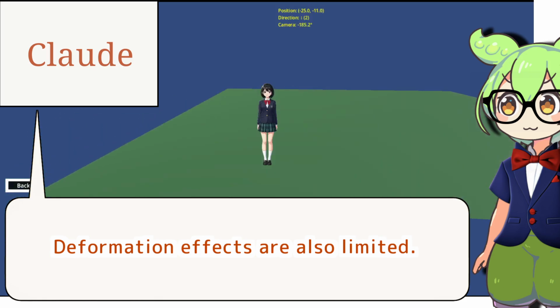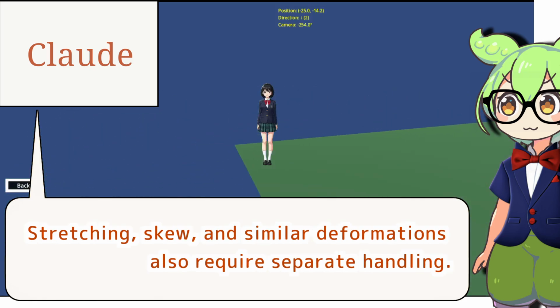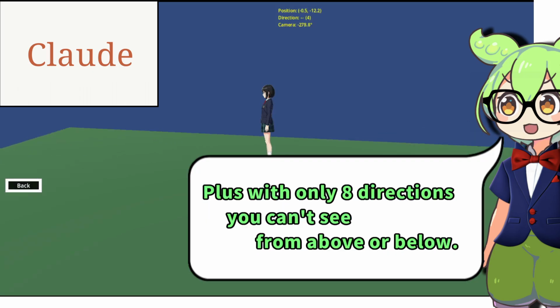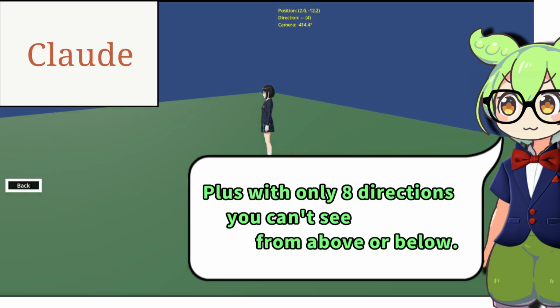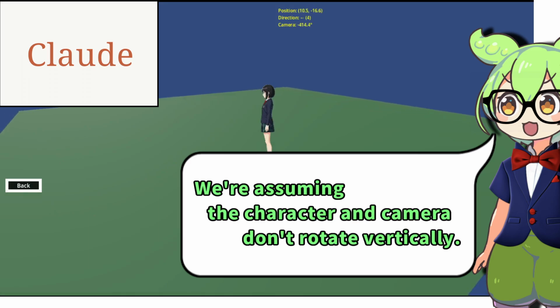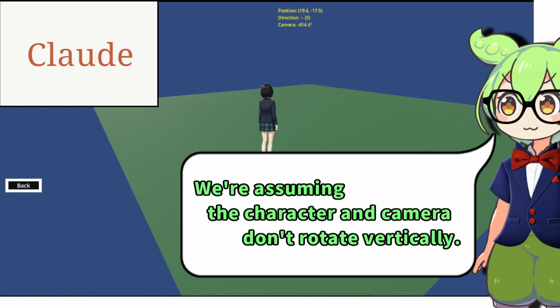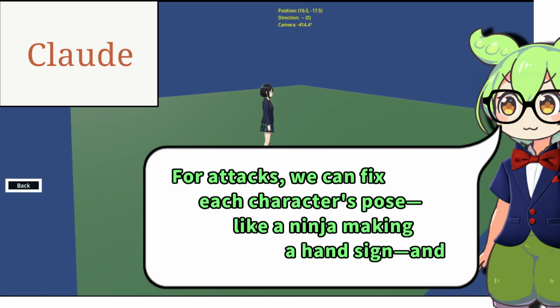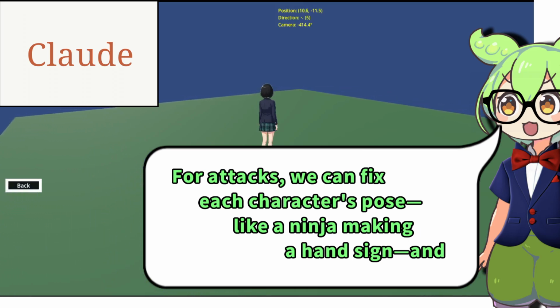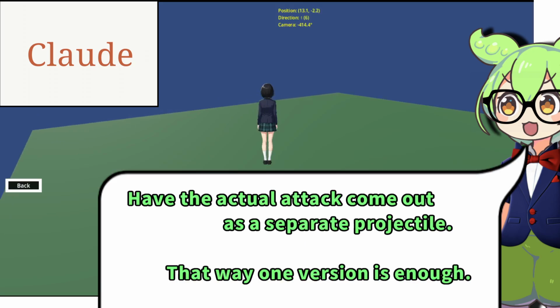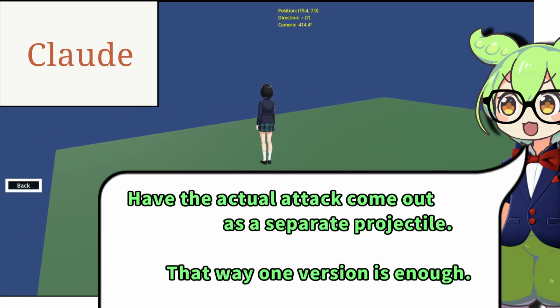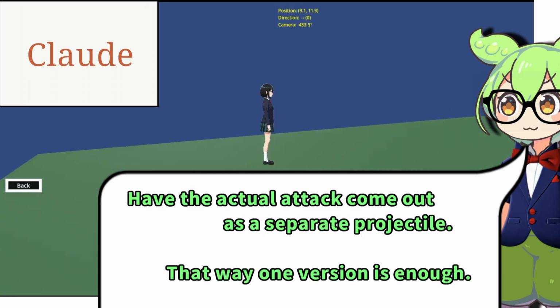Deformation effects are also limited. Stretching, skew, and similar deformations also require separate handling. Plus, with only 8 directions, you can't see from above or below. We're assuming the character and camera don't rotate vertically. For attacks, we can fix each character's pose like a ninja making a hand sign. Have the actual attack come out as a separate projectile. That way one version is enough.